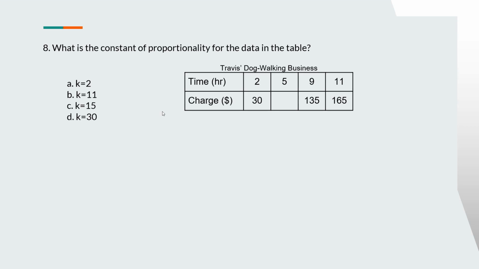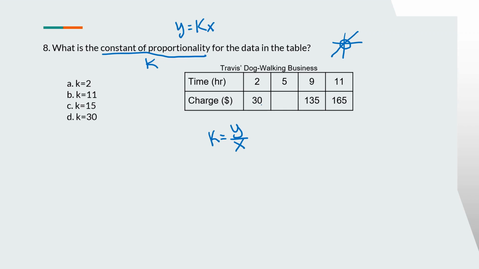Number 8. What is the constant of proportionality? The constant of proportionality, that's k, for the data in the table. So constant of proportionality deals with the proportional relationship where y equals kx. By asking this question, they've already told us this is proportional, which means the line passes right through the origin. So all I need is y over x, because k equals y over x.